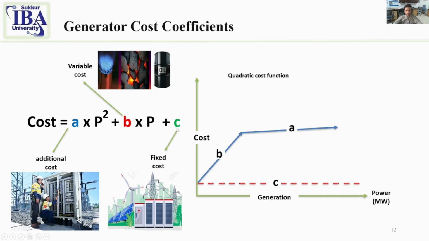So this equation is very much important while going for the genetic algorithm code. You need to work on this equation much more, because you need to find the A, B and C. Then you will calculate the generation cost.